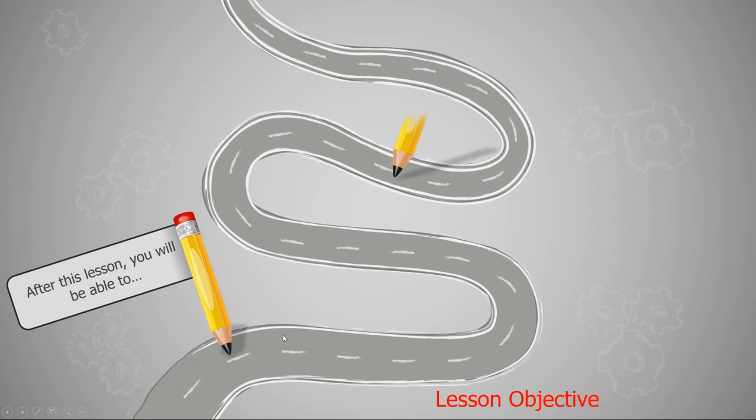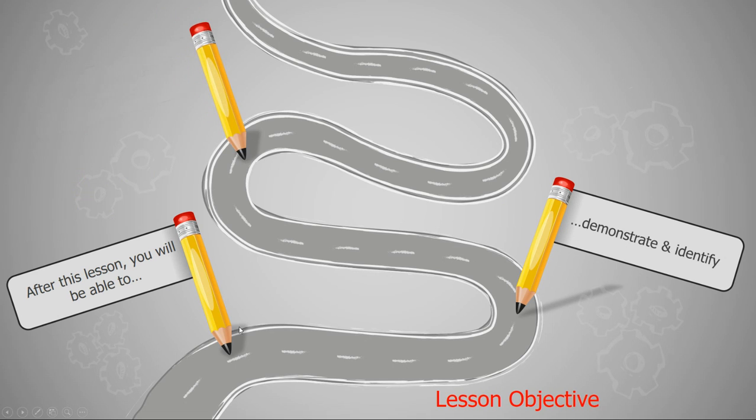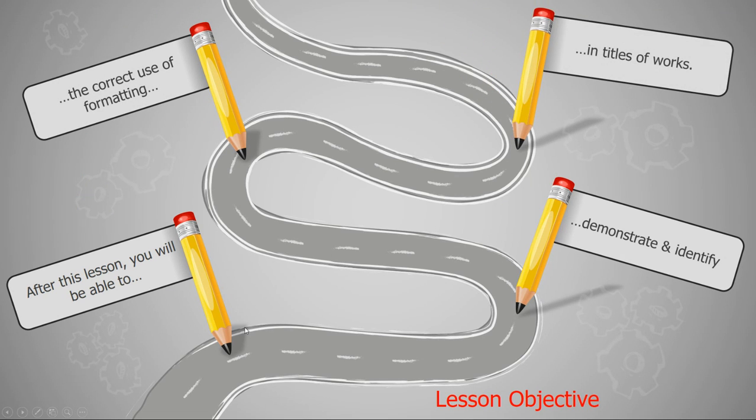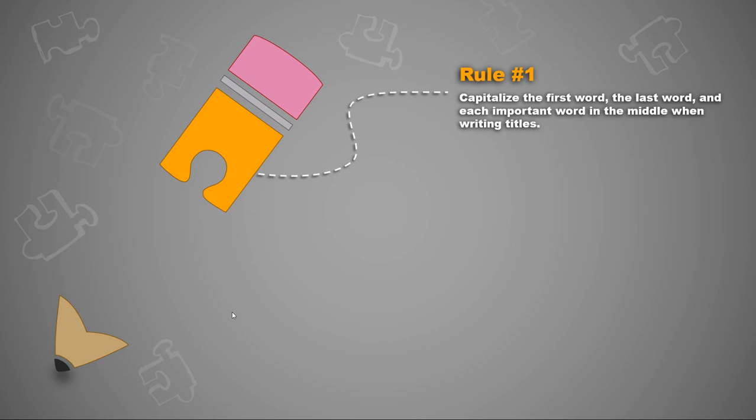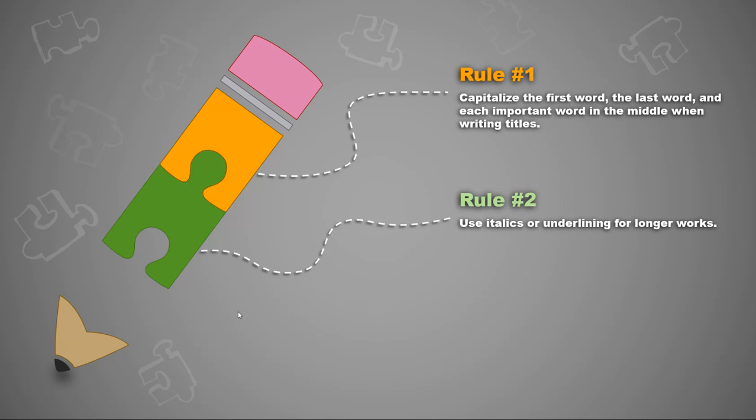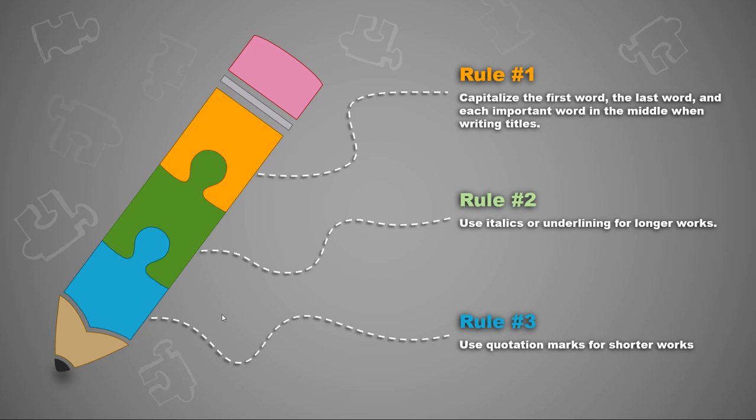The lesson objective is that after this lesson, you will be able to demonstrate and identify the correct use of formatting in titles of works. Now, there are three different rules that I want to reiterate. The first is that you must capitalize the first word, the last word, and each important word in the middle when writing titles. The second rule is to use italics or underlining for longer works. With that one, if you're handwriting something, you will underline it, but if you're typing it, you would use the italics formatting tool. Rule number three is to use quotation marks for shorter works.